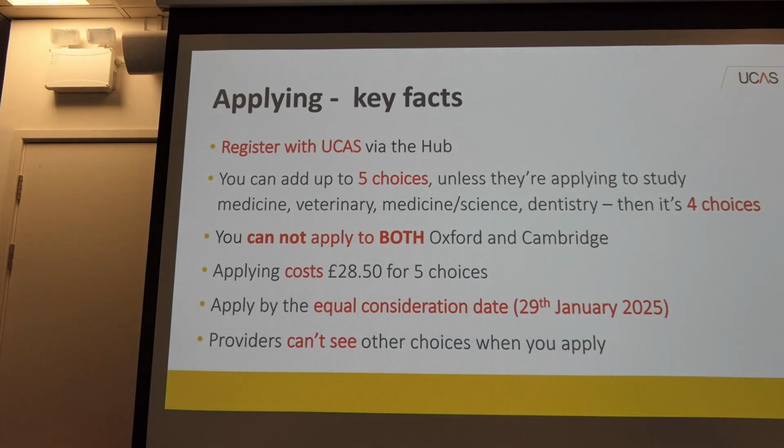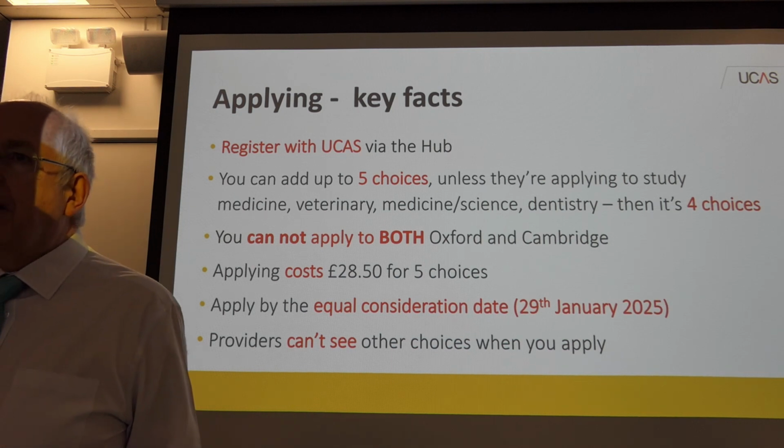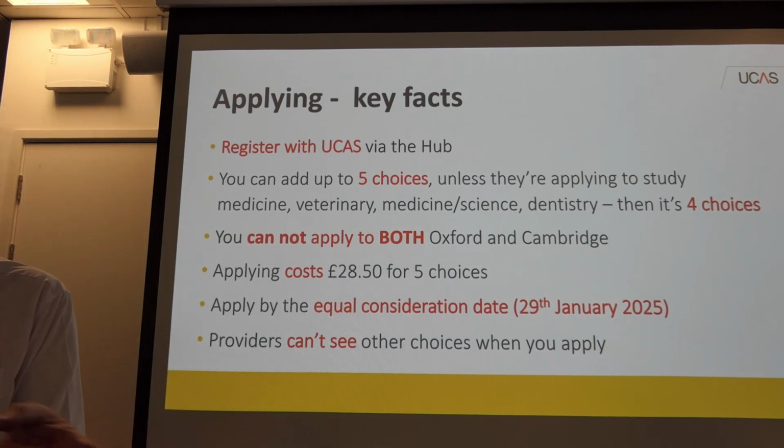So here are some key facts. You register via the UCAS Hub. You've got 5 choices. You don't have to use all 5. Some people say, oh, well, I don't know what to put as my 5th choice. You don't have to have a 5th choice.